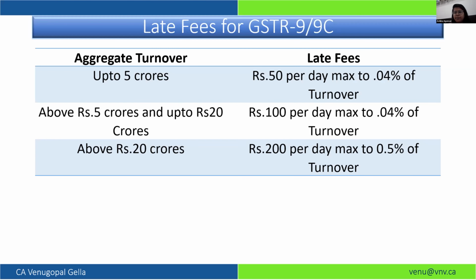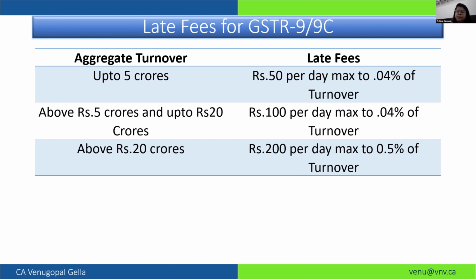Another important change that they brought out is about late fee. But this late fee update they have brought only for GSTR 9C. They have provided a reduced late fee amount. If you have a turnover up to 5 crore, you need to only file GSTR 9. So they have prescribed rupees 50 per day, max 0.04% of the turnover. Earlier, the late fee for GSTR 9 was 200 rupees per day, CGST plus SGST, and it was 0.5% of the turnover. Now it has been reduced to 50 per day and 0.04% for turnover up to 5 crore.